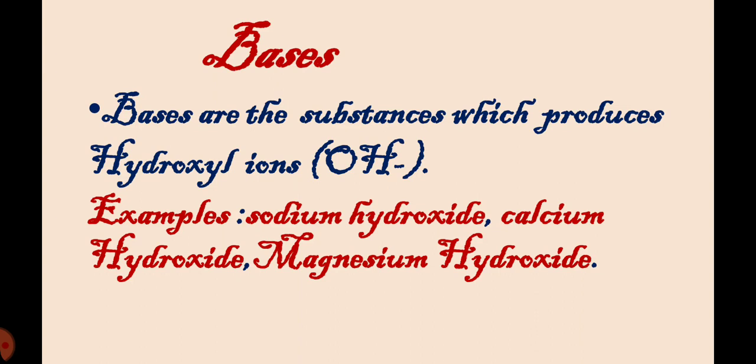Examples: sodium hydroxide. Sodium hydroxide contains OH in it, NaOH. Calcium hydroxide, magnesium hydroxide, all these substances contain hydroxyl ions in them. So all these are examples of bases.